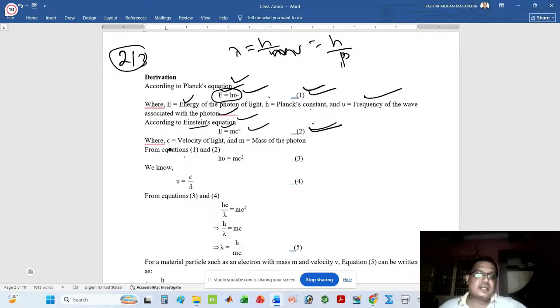So here we can say that from equation 1 and 2, I can write h nu is equal to mc square. This is your equation 3.